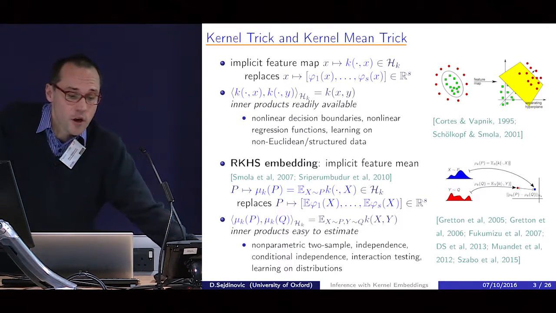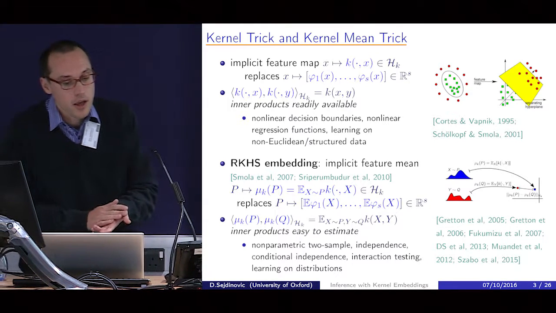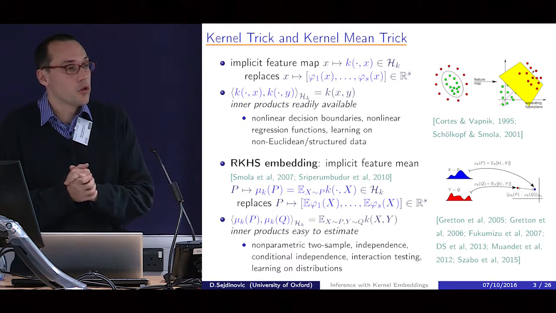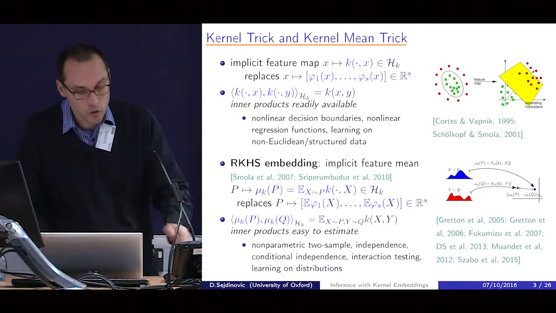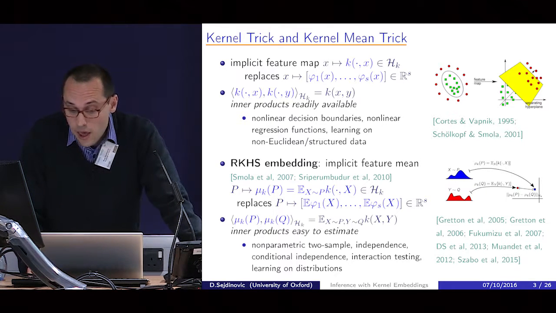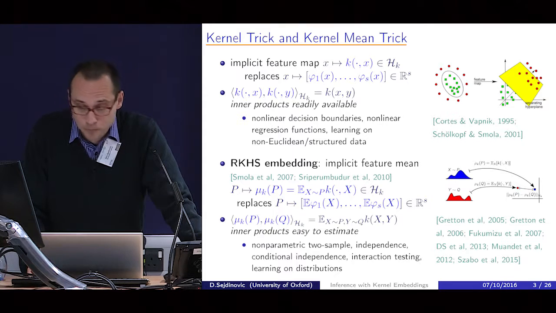So now this gives a very flexible framework where one can do things with these embeddings of probability measures, where you can do non-parametric hypothesis testing for the two-sample problem, for independence, for conditional independence, and so on and so forth. And this has attracted a lot of attention in the last 10 years or so.